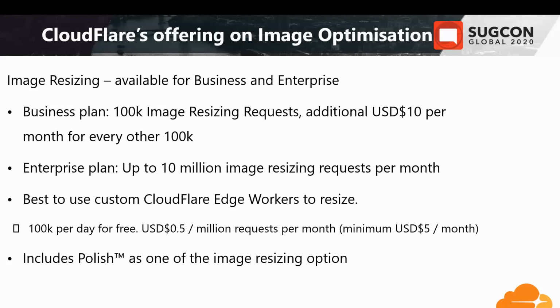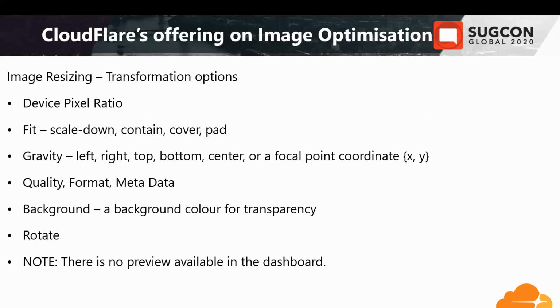It comes with an option to polish as well for image resizing. Some of the transformation options: device pixel ratio is basically for high-res screens. You can output the multiplier effects of density. So like an iPhone X, you need to produce a much higher density image for those high-resolution devices. A fit mode, which is a resizing mode as a string, affects interpretation of the width and the height, depending on which mode you use.